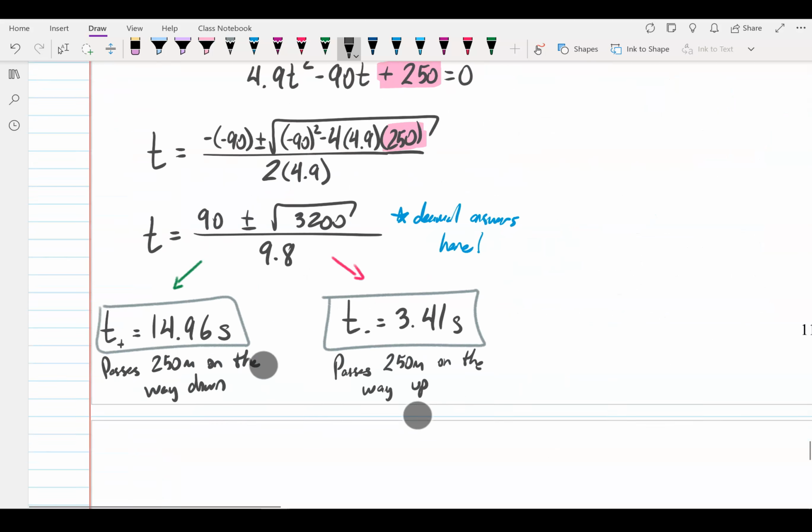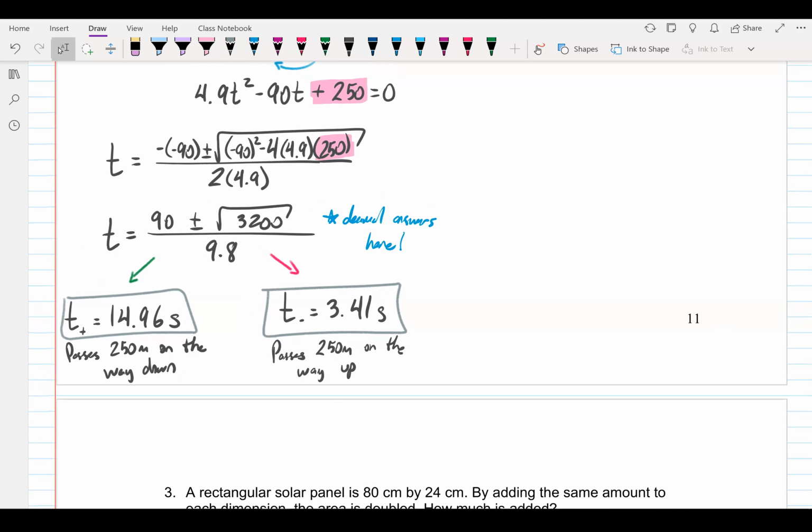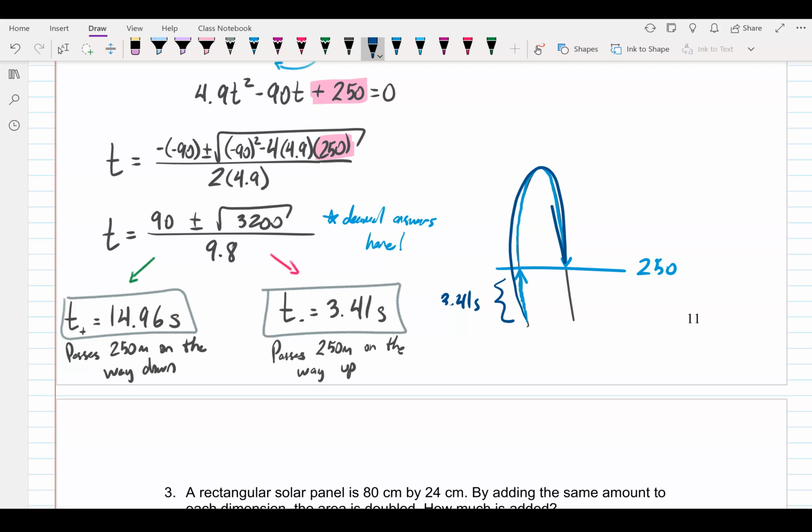And I hope that makes some sense. I'll do one more little picture for you. So let's just say we have up and down. Yep, it goes up, hits our 250 meter mark, keeps going up, takes a while. After 14.96 seconds in total, it hits that point. This is our 250 meter mark. This amount of time took 3.41 seconds, and then all this amount of time took 14.96 seconds.